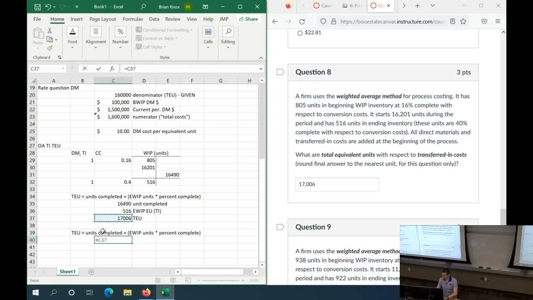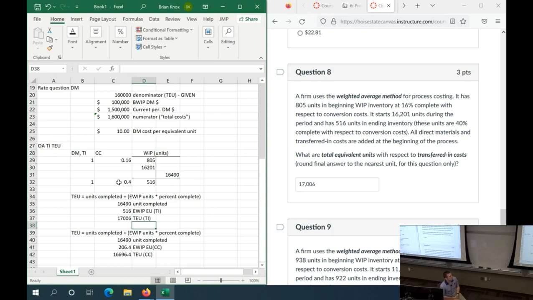TEU with respect to conversion costs, we would use the same units completed, but now we're going to write it out again. We need to take that 516 and multiply it by the percent complete with respect to conversion costs, which is 40%. And so now our denominator for our TEU, which is the denominator for the rate, for conversion costs is a little bit less than our TEU for transferred in costs.